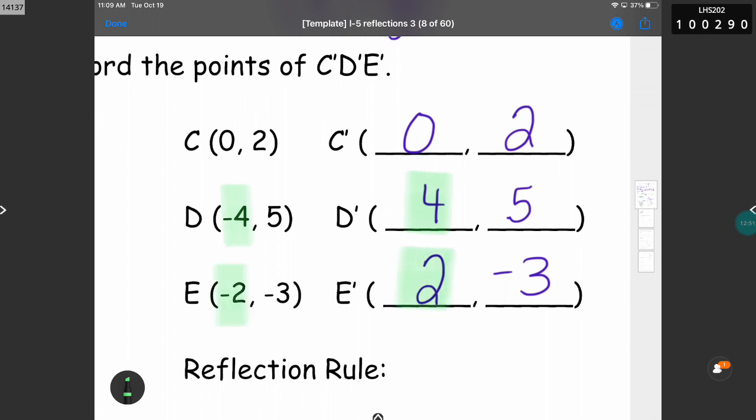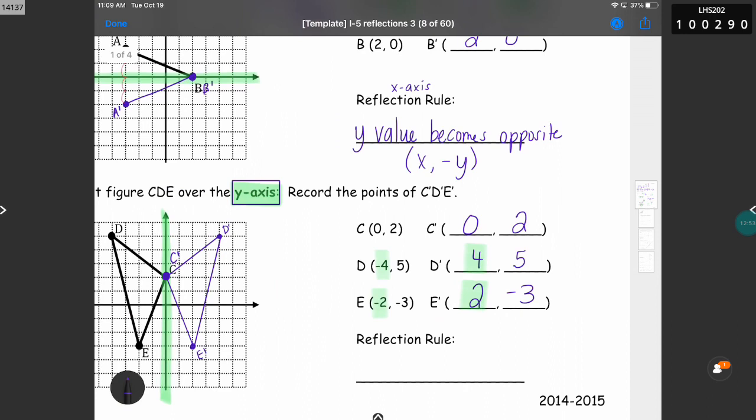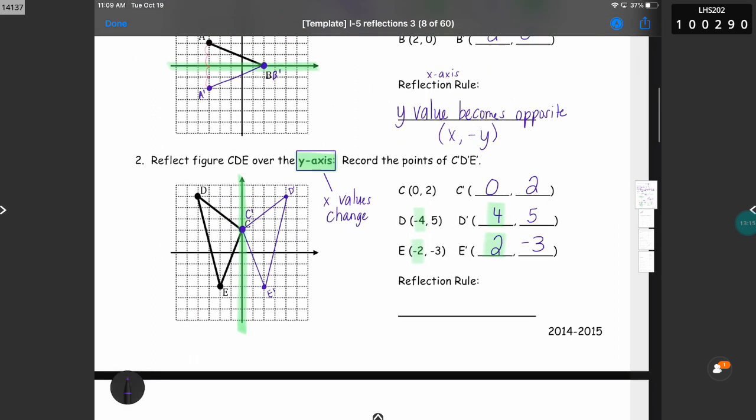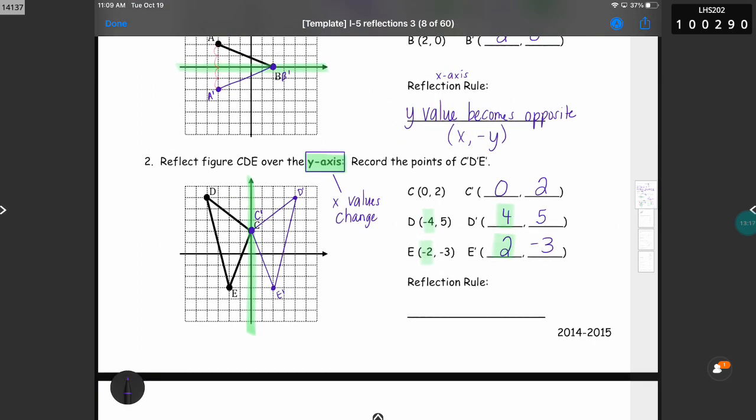So when we reflect over the y-axis, the x values change. If we reflect over the x-axis, the y value changes, and when we reflect over the y-axis, the x value changes. C remained the same because it was on the line of reflection.